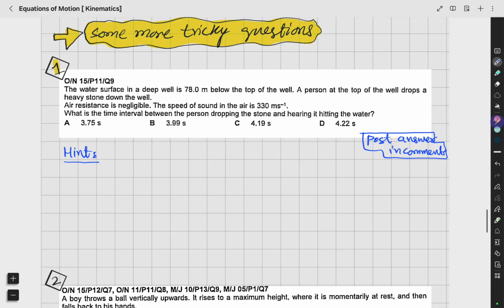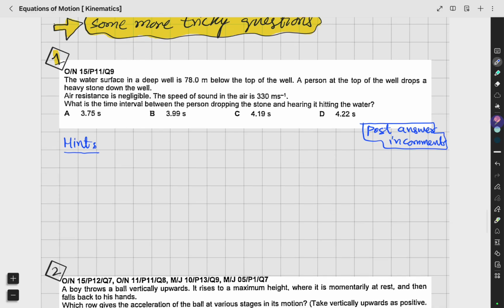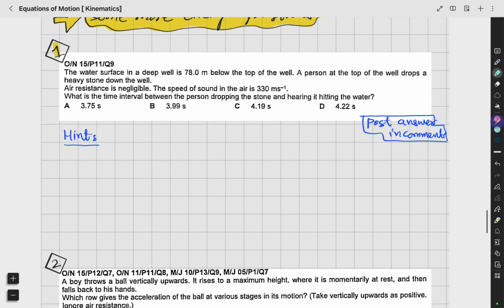The heading is some tricky question number 1. You can post your answer over there. The hint is that there's a deep well which is 78 meters deep, and some person drops a stone. Air resistance is negligible. It means g is 9.81, and the speed of sound in the air is 330. What is the time interval between the person dropping the stone and hearing it hitting the bottom?